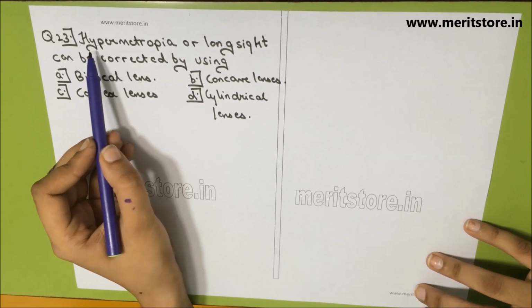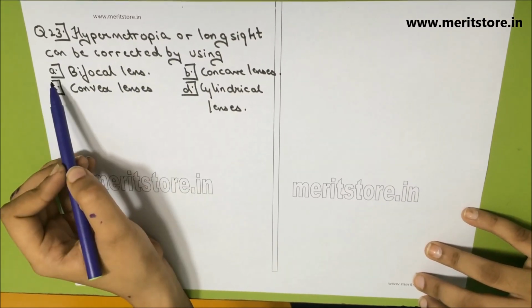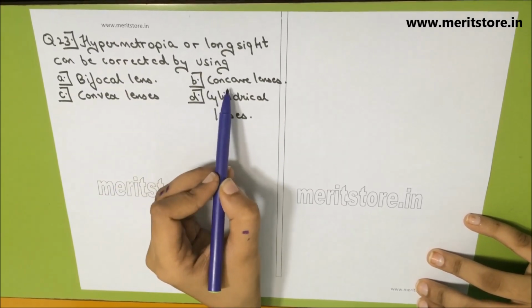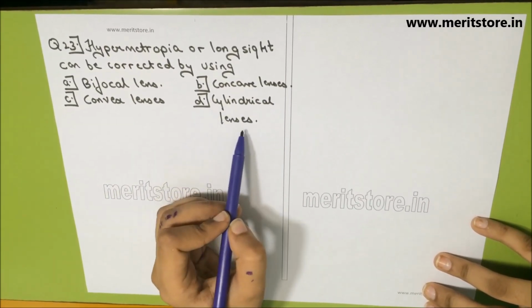Question 23. Hypermetropia or long-sightedness can be corrected by using A. Bifocal lens, B. Concave lens, C. Convex lens, D. Cylindrical lenses.